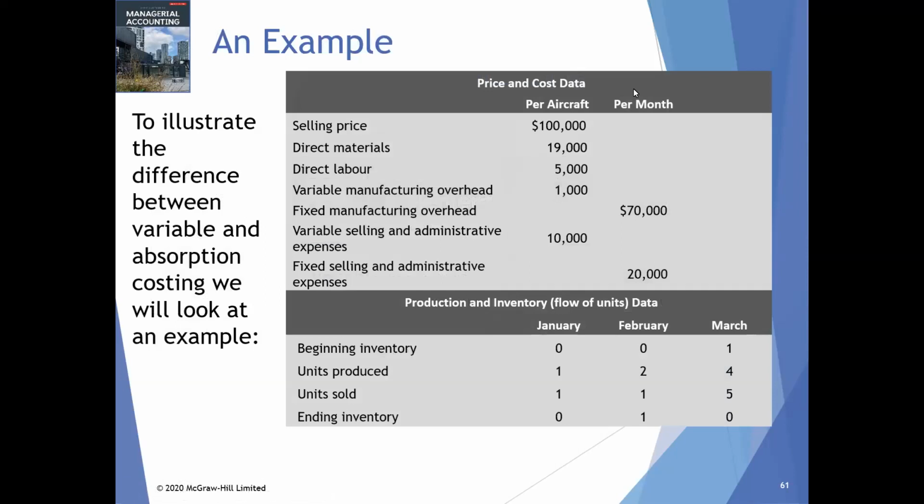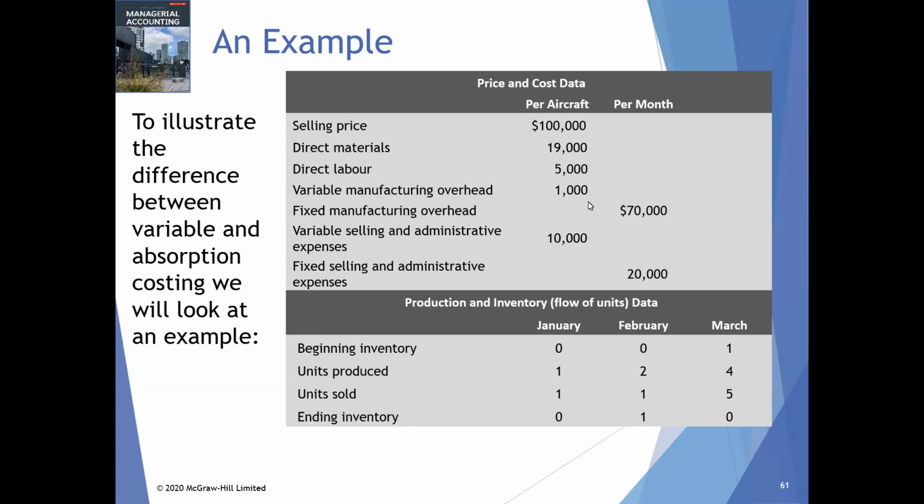Now we have one more example. This example shows the difference between variable and absorption costing. Look at this, the selling price which is given is $100,000, direct material 19,000, 5,000 direct labor, variable manufacturing overhead 1,000, fixed manufacturing overhead 70,000 per month, variable selling and administrative expenses 10,000, and fixed selling and administrative expenses 20,000. So these are the figures given.